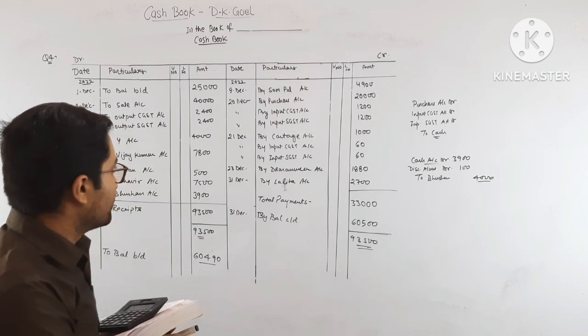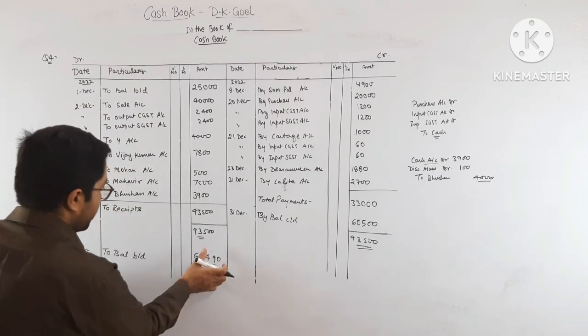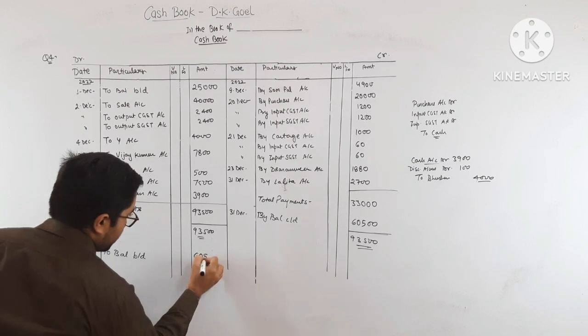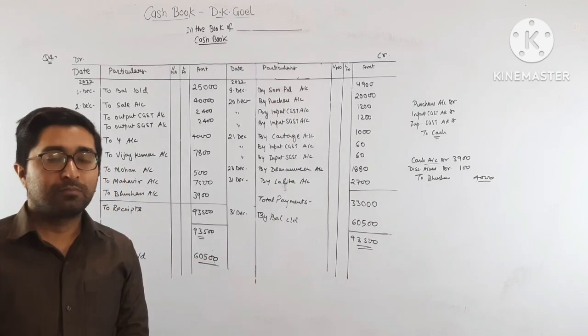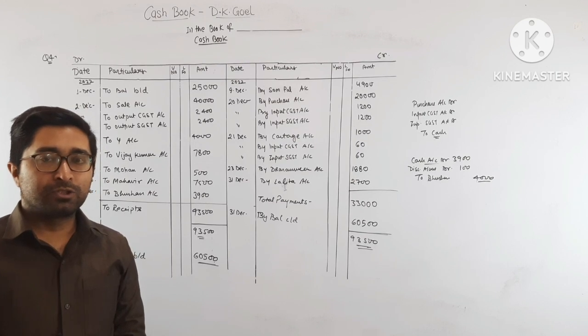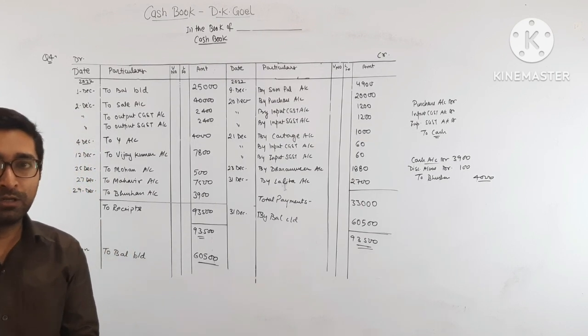Okay? So here a little mistake was made by us, the rest of the entries are the same. Here also we will correct this. 60,500. Clear? So by this way your question number 4 is completed, and in the next video we will see question number 5.